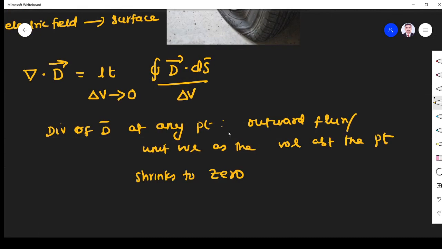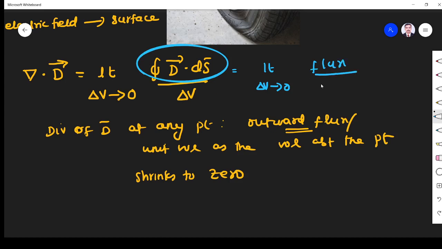You see, it is outward flow of flux per unit volume. Flux, we know, is the flow of something. So it is outward flow of flux per unit volume as volume tends to 0. You see, the expression matches this. We know that integral D dot dS is nothing but our flux. If you have any doubt on this, please refer to my video on surface integral. So closed integral D dot dS is known as flux, divided by del V, which is nothing but volume.